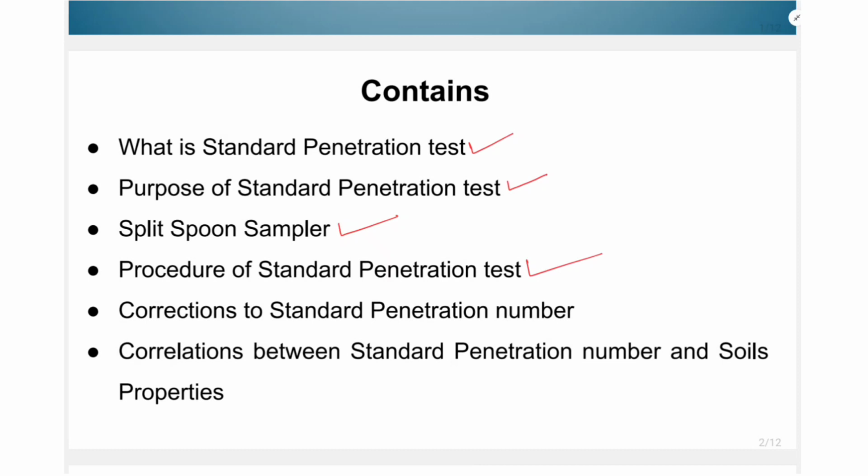Then after the standard penetration test, corrections are made to the result, to the standard penetration number. So what are these corrections, and what is the purpose of these corrections? And then finally we will understand the relation of the standard penetration number, which is obviously after correction, with the properties of the soil. This correlation we will study.